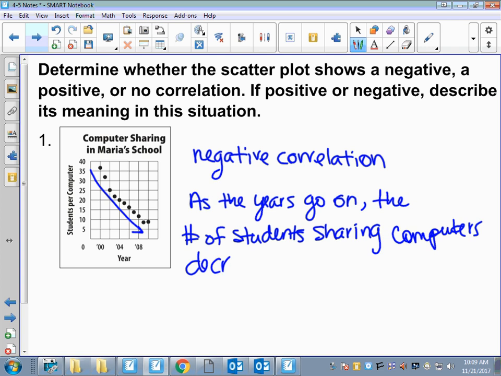So it decreases. That makes sense because in the 1990s, this would be almost like 1998, 35 students were sharing computers. That would be like one computer in the classroom. And then as time goes on, they have different concepts. Now, depending on what classroom you looked at, the data is not going to line up exactly the same. So that's why they're all over the place.